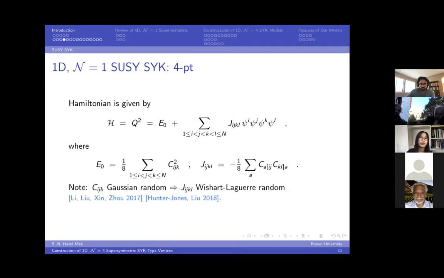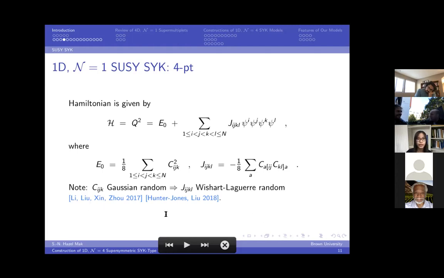Then you can construct the Hamiltonian by the square of the supercharge, and then you will get a term that looks like this. And this is onshore. So this is the ground state energy, but then this coupling will be written in terms of two of these C's, which is a constant from the supercharge. But one of the indexes is contracted, so you can think of it as a kind of multiplication. And note that now this J is no longer Gaussian random, but this C is taken to be Gaussian random.